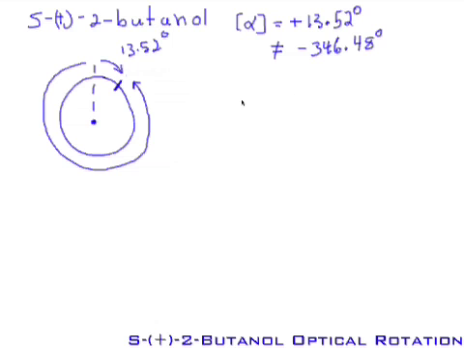And the position of 692 degrees is not the same position as 26. Okay. Now, this is what we covered in class. The question here was, how could you use a mixture of enantiomers to show that the specific rotation is really plus 13.52 and not minus 346?